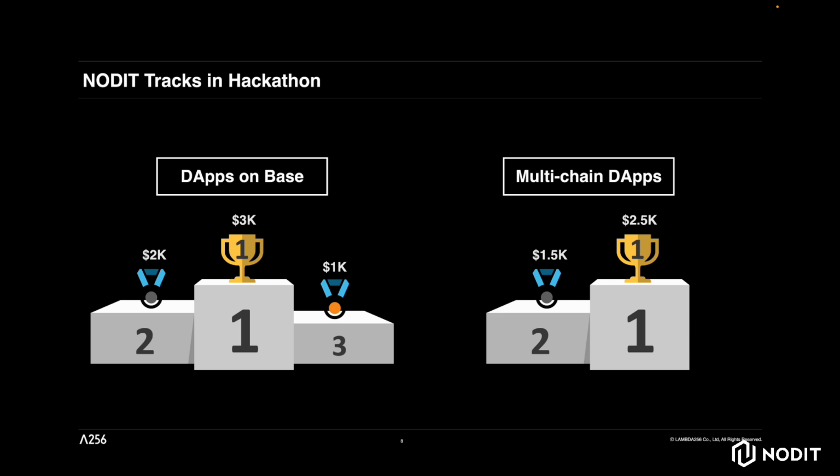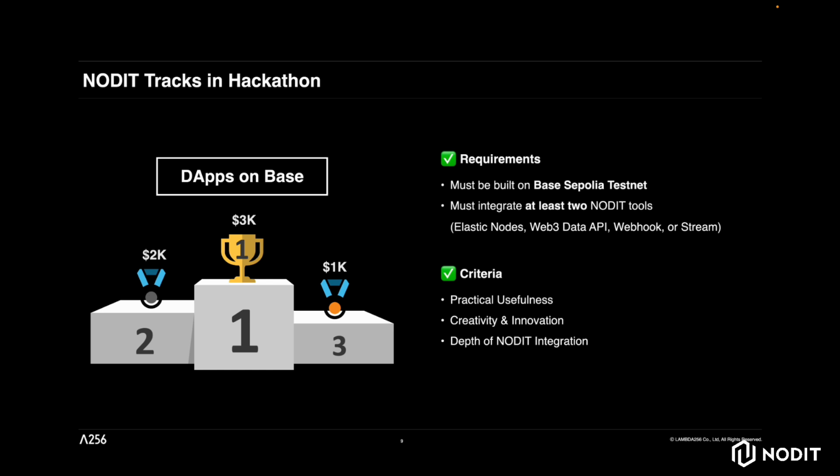Now let's talk about the hackathon tracks. For ETHGlobal Taipei, we are offering $10,000 in total prizes across 2 exciting hackathon tracks. First, the apps on Base. In this track, your goal is to build innovative apps using Nodit features on Base chain. 3 projects will be selected as winners. 3K for first place, 2K for second place, 1K for third place. Total $6,000 for this track.